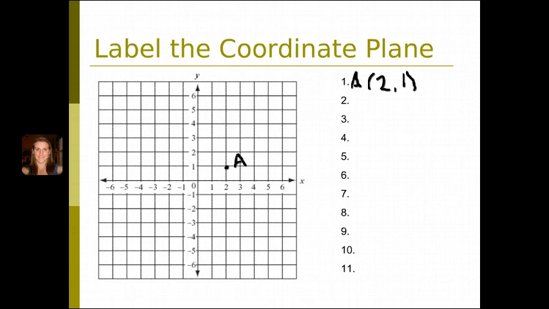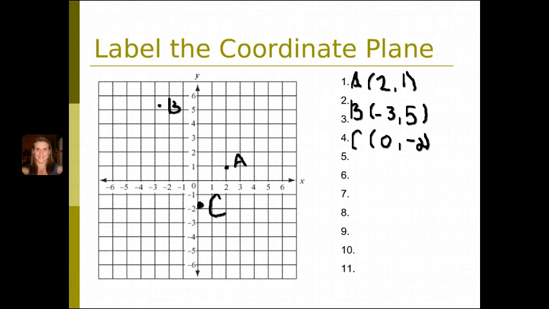Our next ordered pair is (-3, 5). So we go to the left of the origin to -3 and up 5, put a dot, and label that B. Our next ordered pair is (0, -2). So we start at the origin again and then go down 2. We don't need to go over anywhere from the origin, and we label that C.